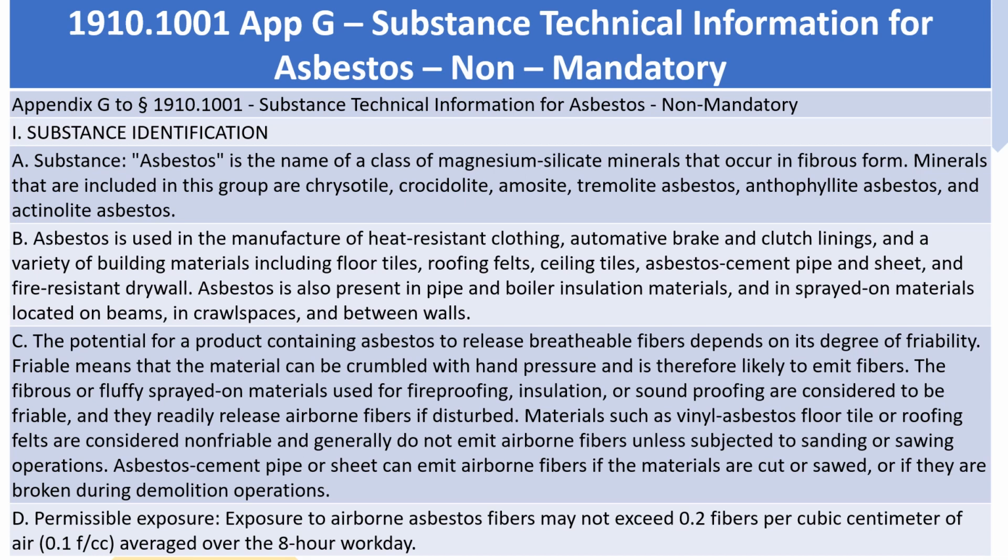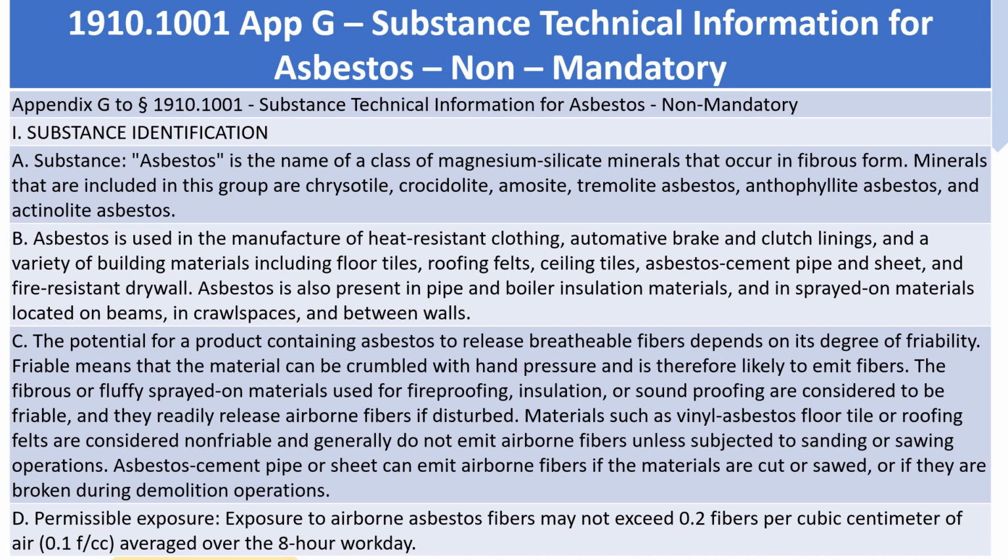Materials such as vinyl asbestos floor tile or roofing felts are considered non-friable and generally do not emit airborne fibers unless subjected to sanding or sawing operations. Asbestos cement pipe or sheet can emit airborne fibers if the materials are cut or sawed, or if they are broken during demolition operations. D.